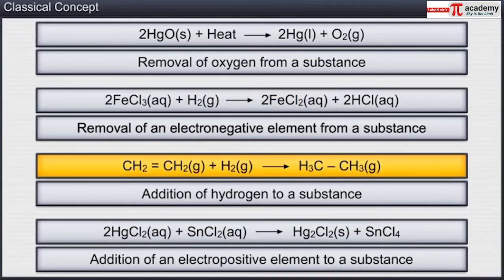In the third equation, by adding hydrogen to ethene, we get ethane. In the fourth equation, the reaction of mercuric chloride with stannous chloride produces mercurous chloride and stannic chloride. In this reaction, mercury, an electropositive element, is added to mercuric chloride.